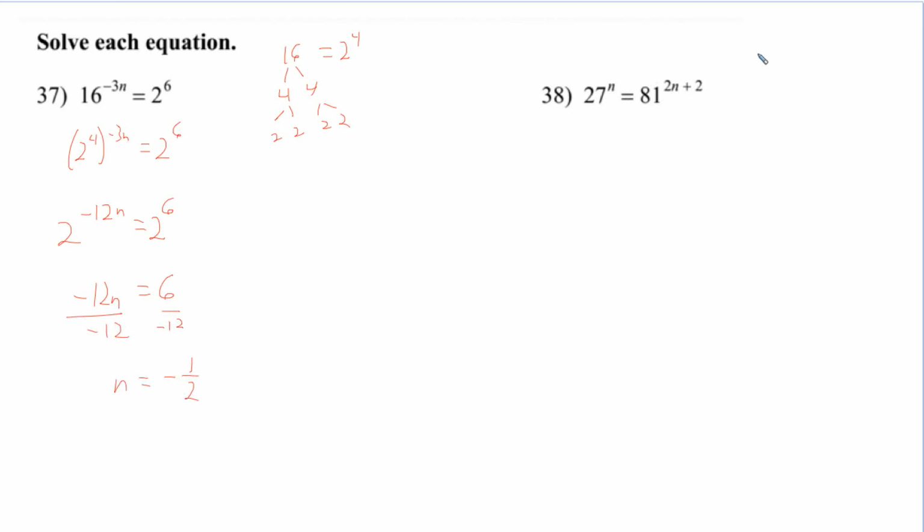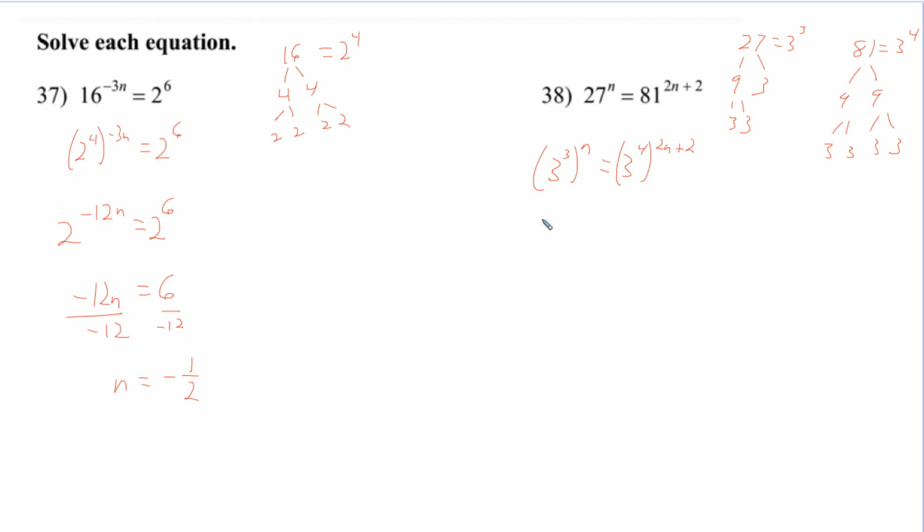38, 27, we're going to factor this down. This is 9 times 3, and 9 is 3 times 3. So 27 is actually just 3 cubed. And 81 is 9 times 9, which is actually going to give us 3 to the 4th. So they both can be factored down to 3 to a power. So 27 is 3 cubed to the n. So we're just taking out 27 and putting in 3 cubed. 81, we're taking out 81 and putting 3 to the 4th, and that's raised to the 2n plus 2.